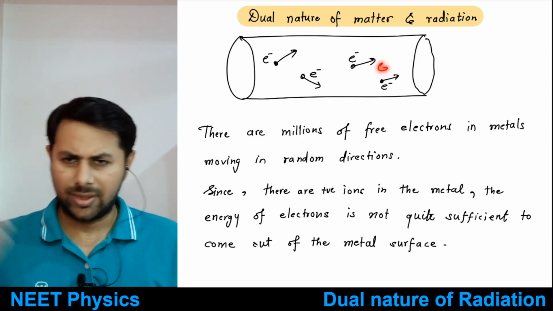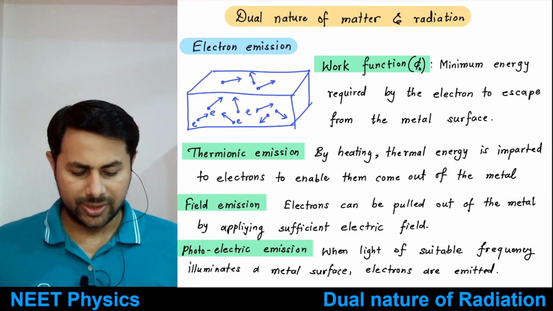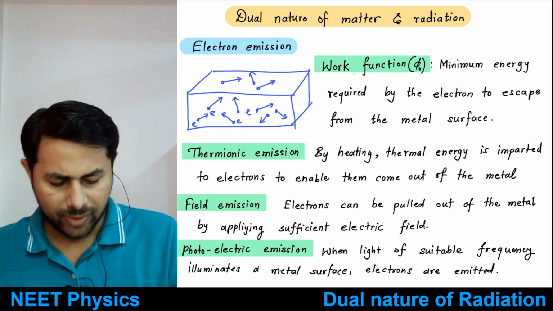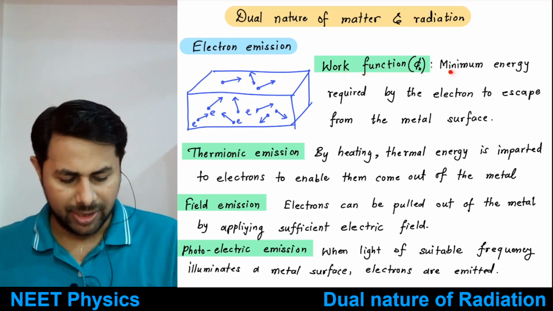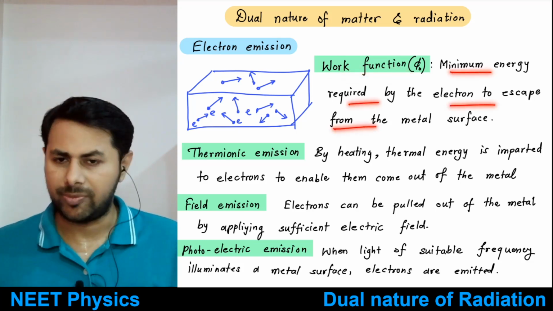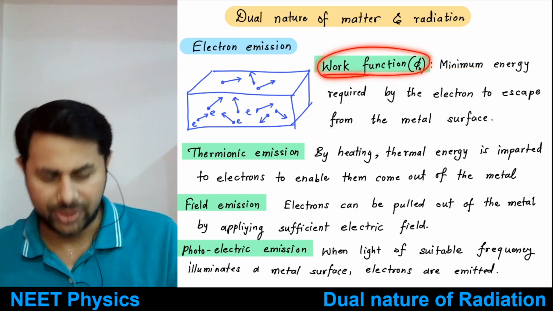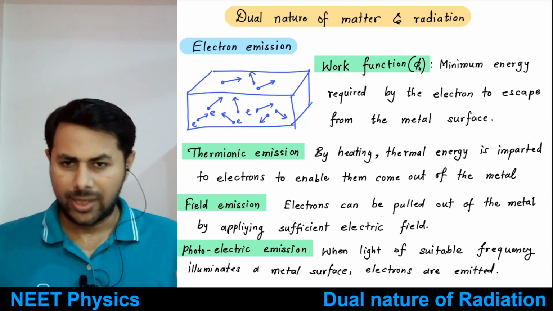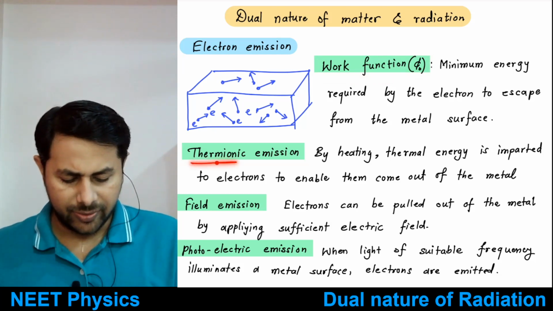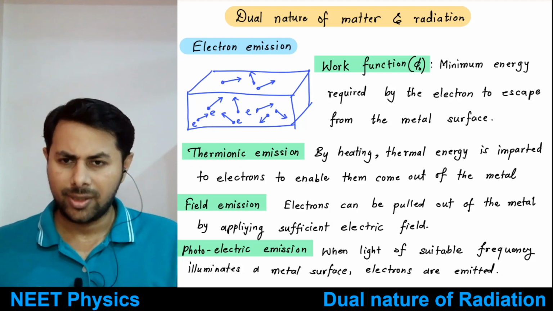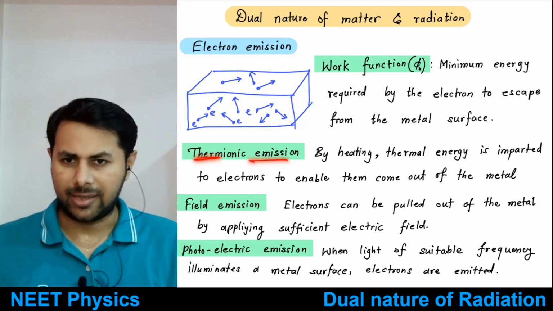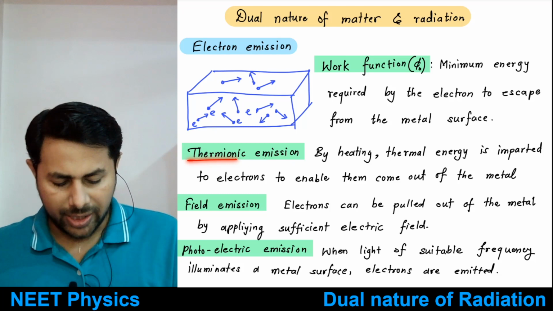Now you can give them this energy in several ways. The minimum energy required by electrons to escape from the metal surface is known as the work function. Now you can give that energy in various ways. Depending upon the way that you provide the energy, the emission of electrons from the metal surface is defined in that way. So, thermionic emission.